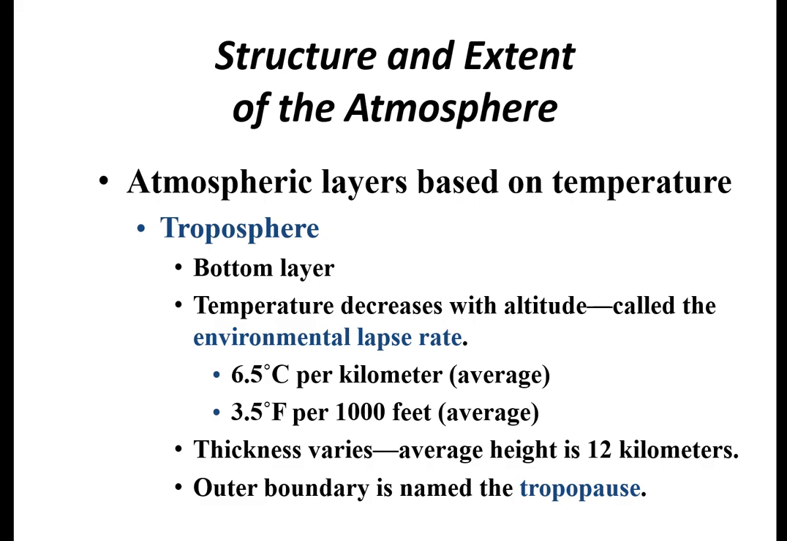Well, the atmosphere is divided up into layers based on temperature. So we start off with the troposphere. It's the bottom layer, the layer we live in. Temperature decreases with altitude, called the environmental lapse rate. And this goes about 3.5 degrees Fahrenheit per 1,000 feet on average. The thickness does vary. Average height is about 12 kilometers, and the outer boundary of this is called the tropopause.